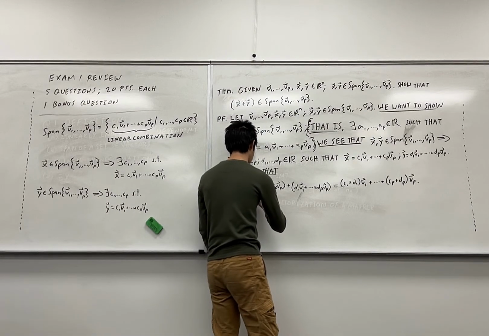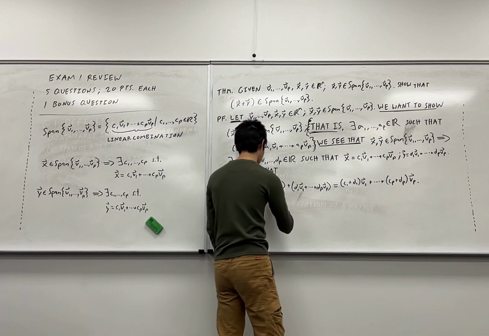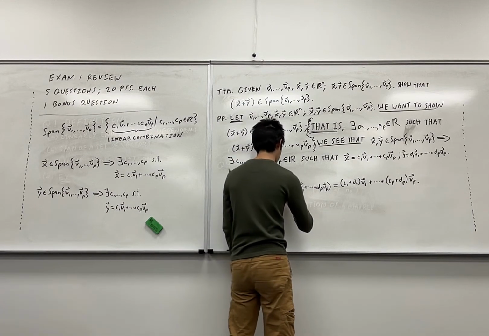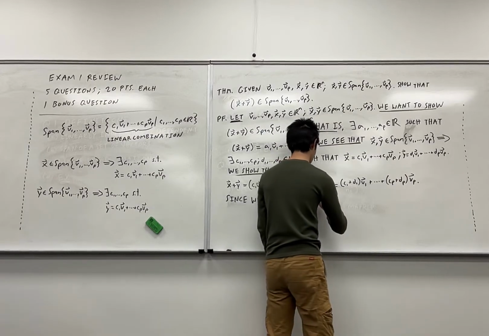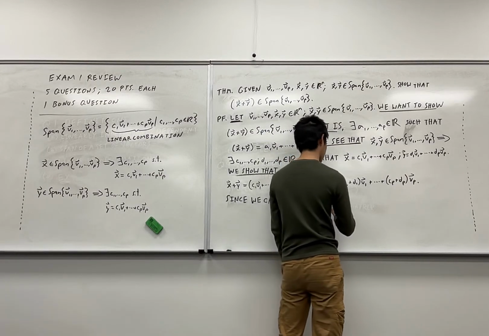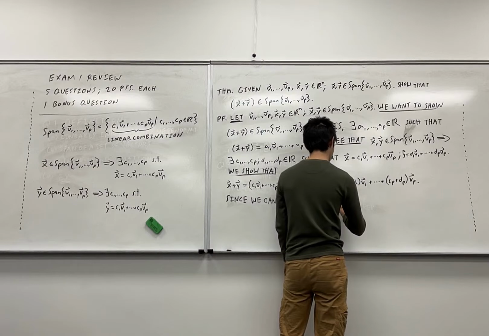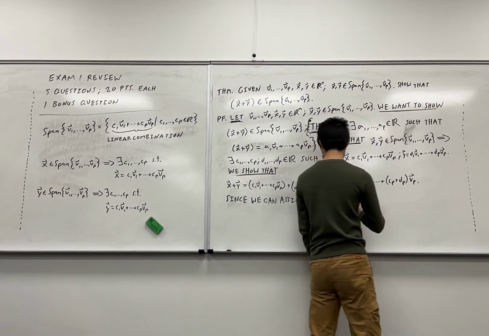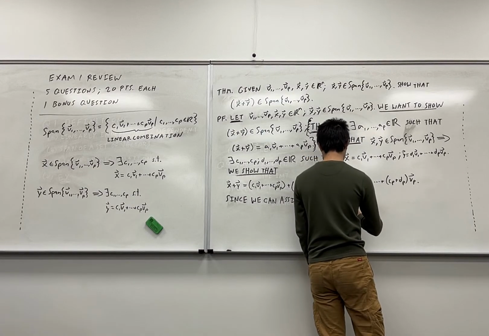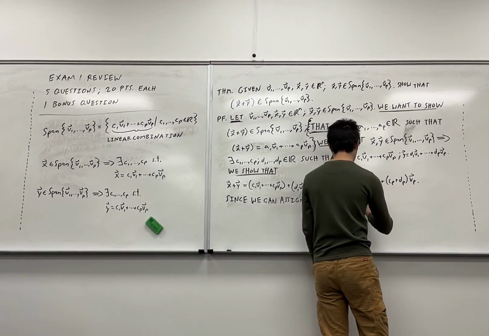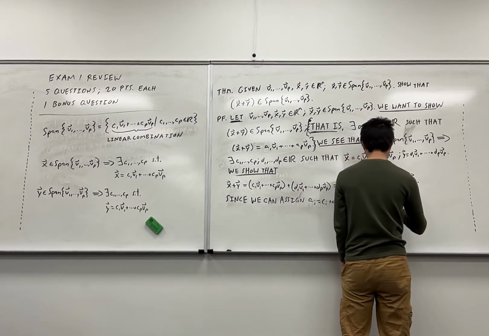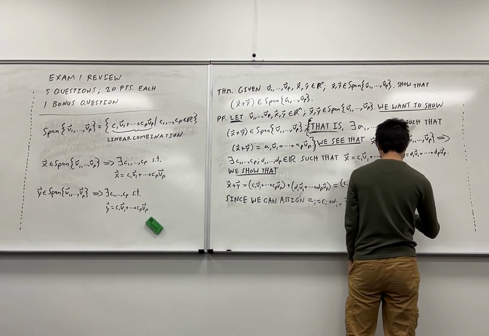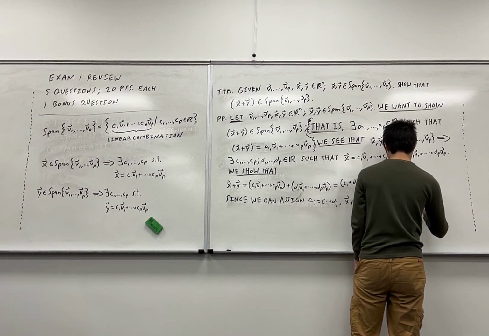Since we can assign AI to CI plus DI, the vector x plus y is in the span V1 to VP.